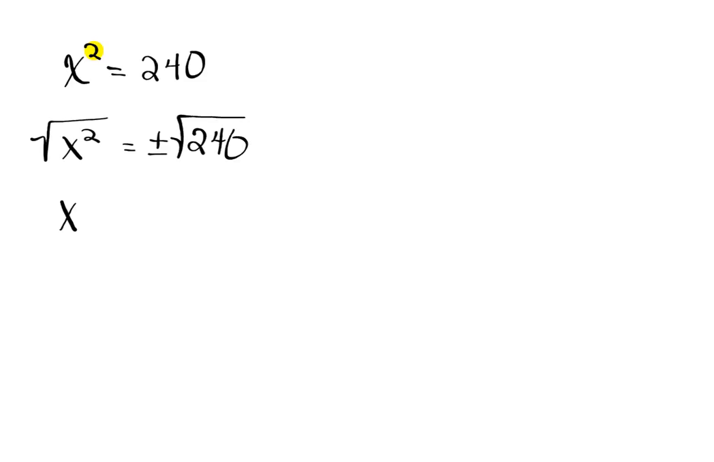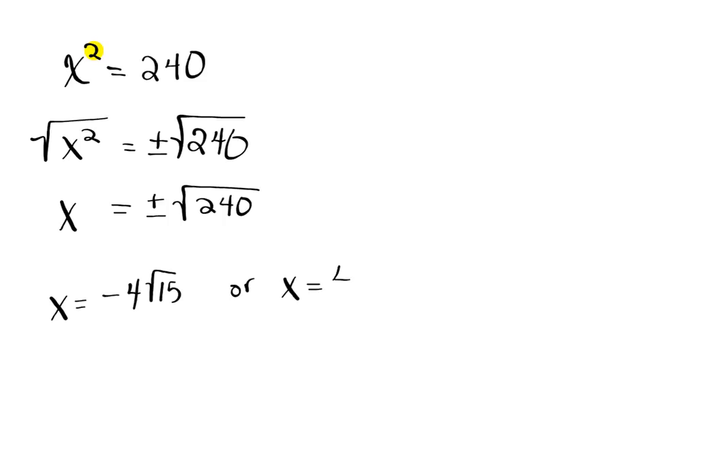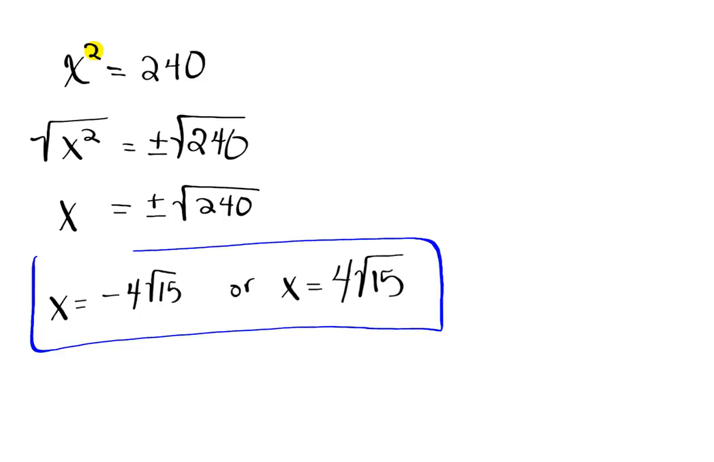All right, so x is equal to the positive square root and the negative square root of 240. So what you're going to get is two answers. You have x equaling negative 4 square root of 15, because that's what the square root of 240 is, or you have the positive 4 times the square root of 15. And these are the two answers. Most quadratics, not all of them, come in pairs of answers, but not always.